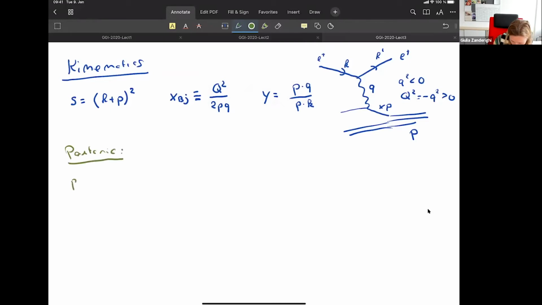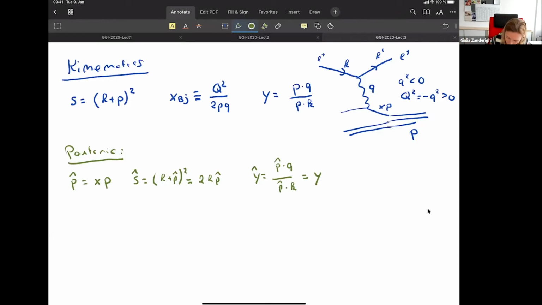So, first we introduce this p hat, which is x times p. And then we have, for instance, s hat. This is simply (k plus p hat) squared, so this is 2k·p hat, because these objects are massless. Then we can talk about, for instance, y hat. Y hat, again, is the same definition, but using p hat: p hat·q over p hat·k. Now, p and p hat are collinear, so you immediately see that this partonic variable is really equal to the variable that you have in the full process, which involves external particles.